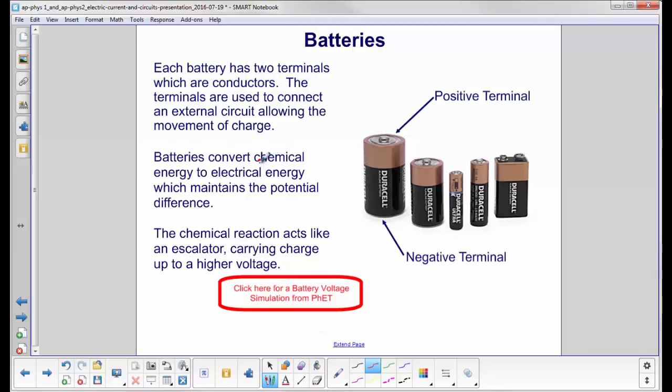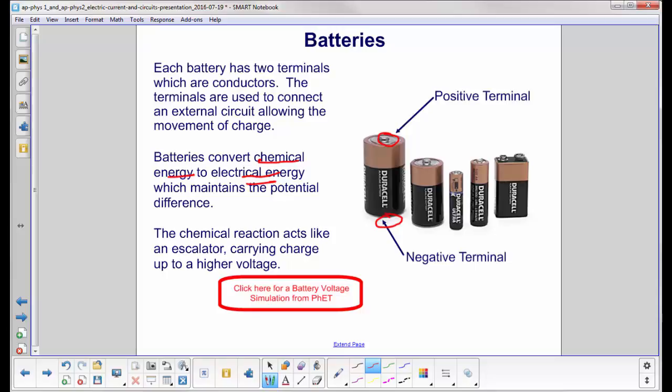Batteries convert chemical energy into electrical energy, which maintains a potential difference. Each battery has two terminals, which are conductors. Here's the positive terminal at the top, and at the other end you have the negative terminal. The terminals are used to connect an external circuit, allowing the movement of charge.